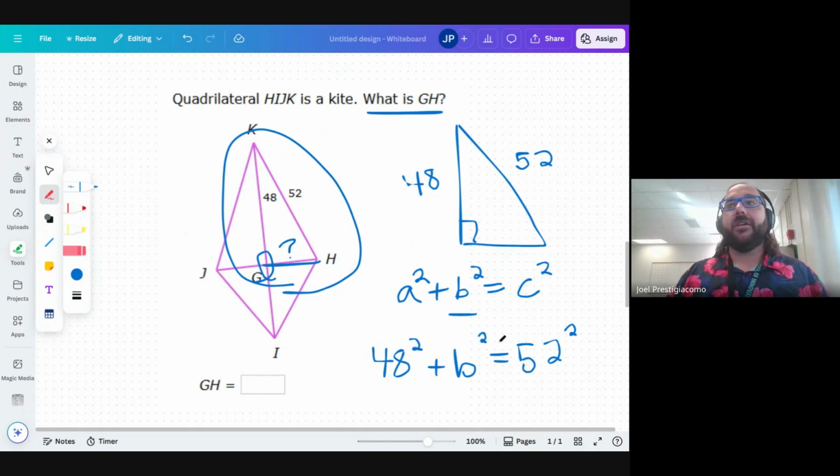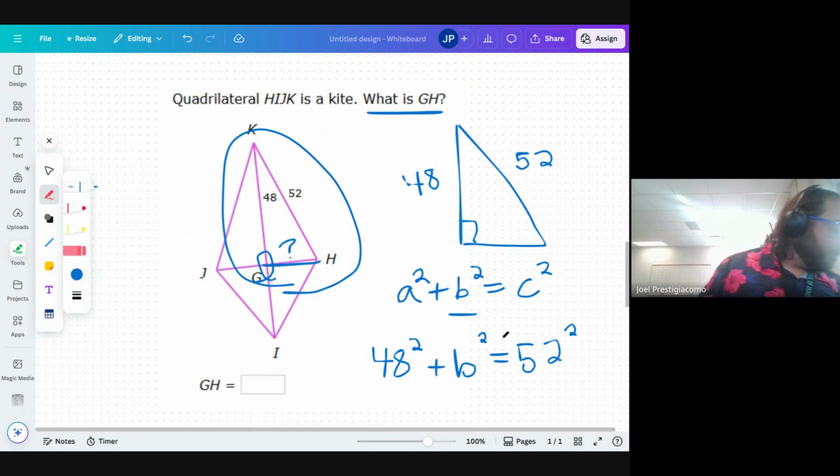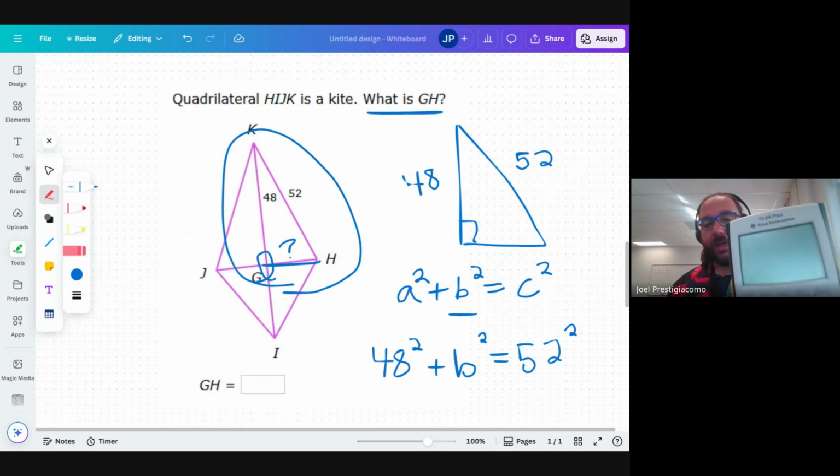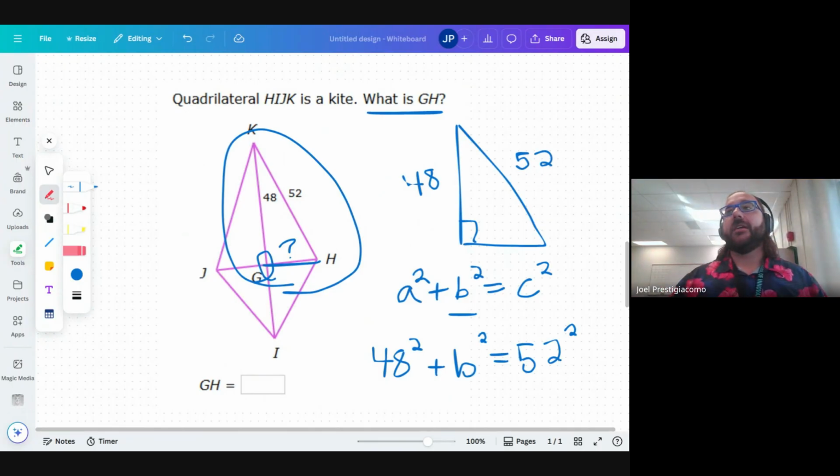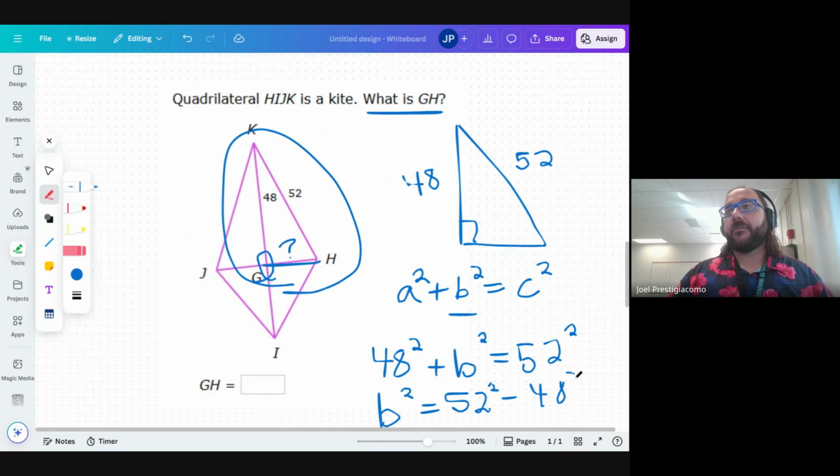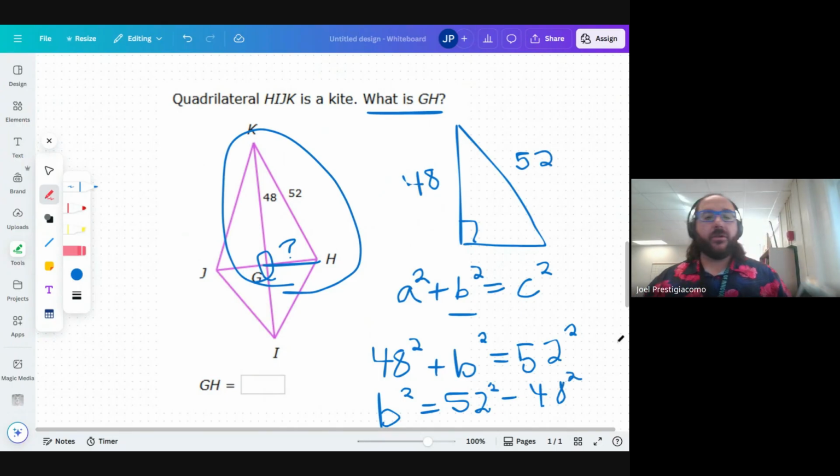So it's a little trickier here. Now, what I recommend, if possible, is to use a graphing calculator or Desmos to do it. I am going to use my calculator here. The way that this is going to work is that b squared is actually going to equal 52 squared minus 48 squared. So I'm going to do 52 squared minus 48 squared. You type that in, and you could do this on Desmos as well.